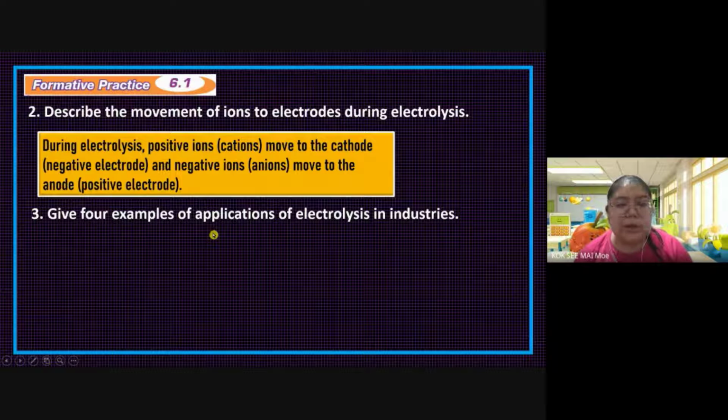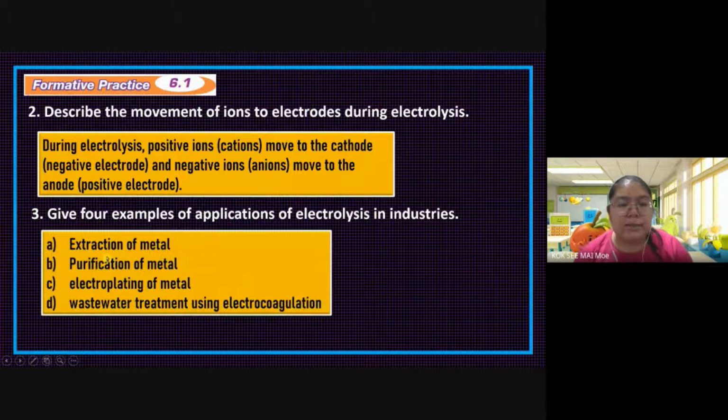4 examples, just now I showed you already. The first one is the extraction of the metal. Number 2 is the purification of the metal. Number 3 is the electroplating for the metal. And the last one is wastewater treatment using electrocoagulation.